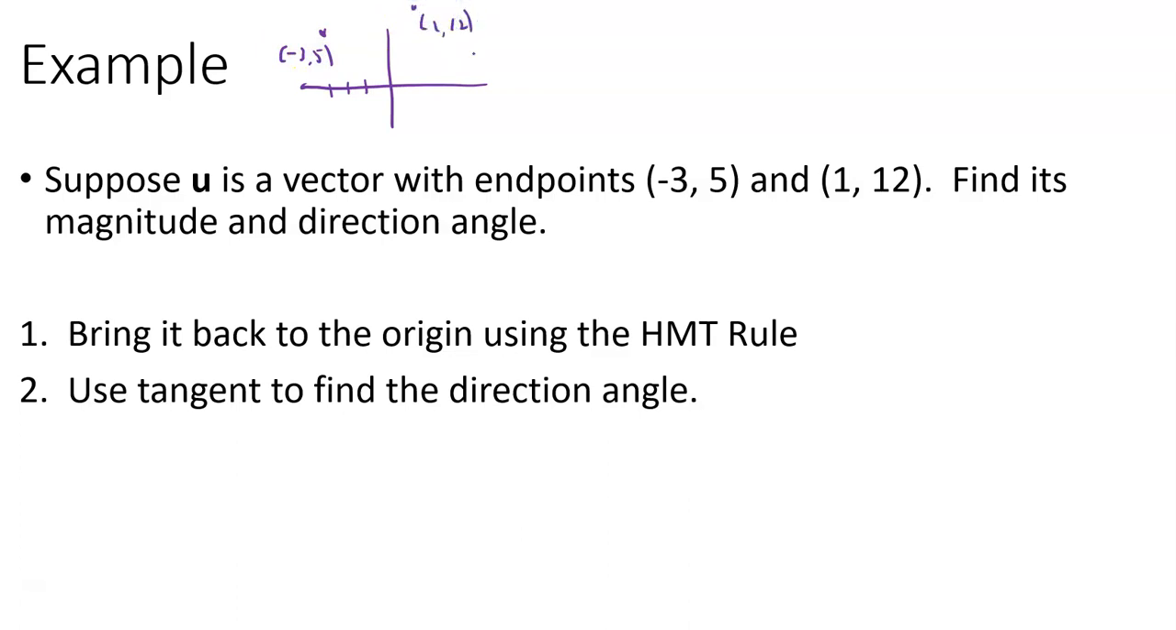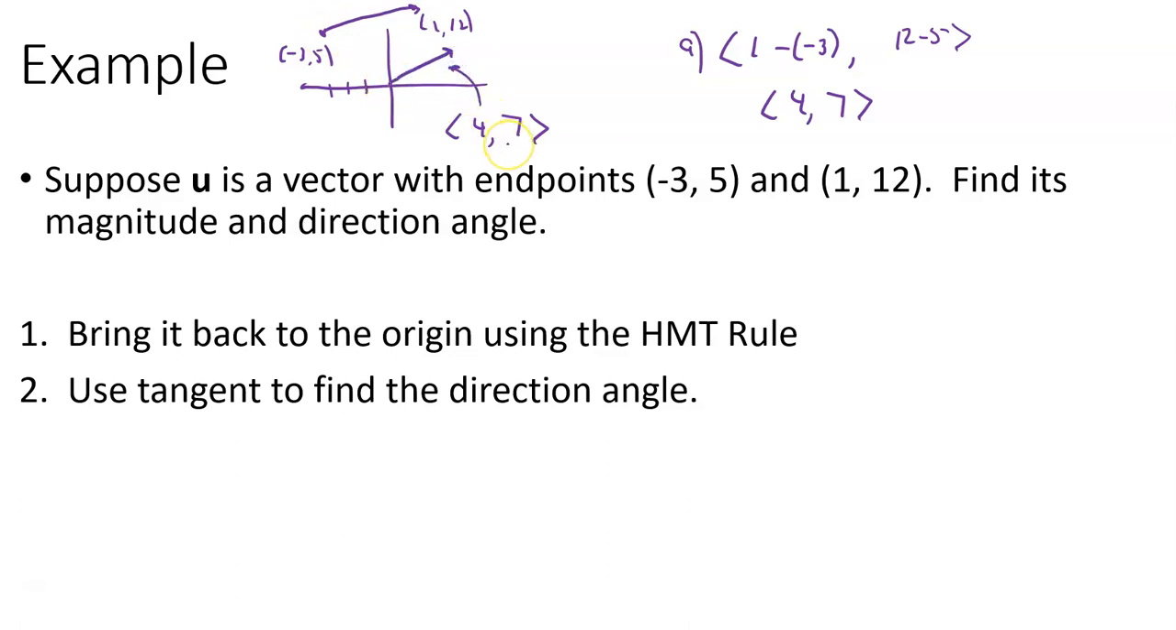Now, I could almost look at this and go, well, from -3 to +1, it went 4 units to the right. From +5 to +12, it went 7 units up. There's my head minus tail. I could also do it with the formula, right? So the formula is take 1 minus a -3 as my first coordinate, take 12 minus 5 as my second coordinate. So 1 minus a -3 is 4. 12 minus 5 is 7. All right, same answer I got. What I'm saying is that if I had taken this vector here, I could bring it down to the origin as the vector 4, 7.